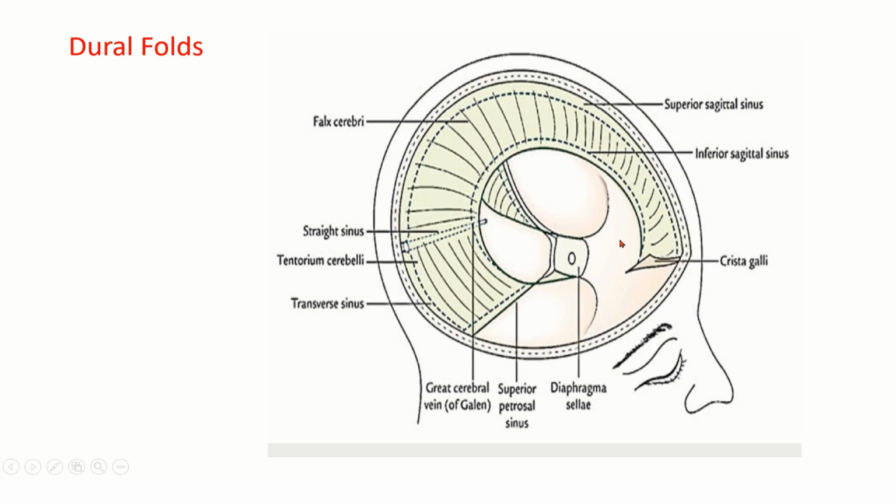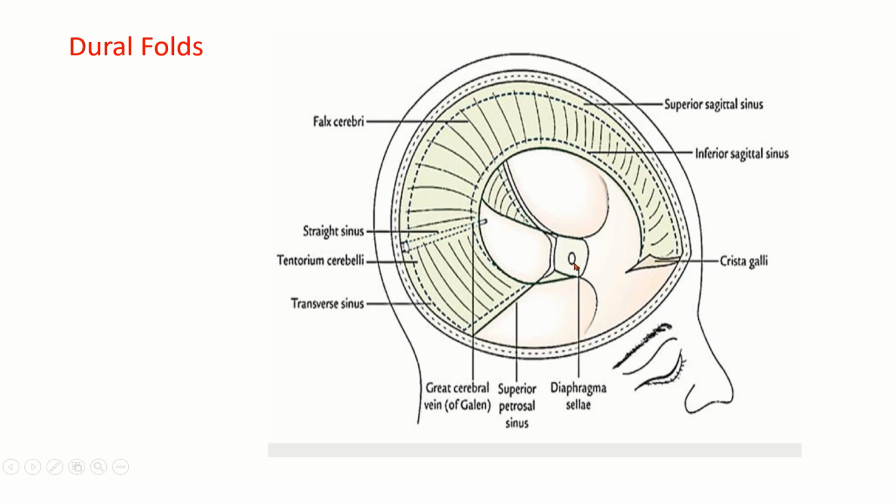You can see this will be the anterior cranial fossa, this will be the middle cranial fossa, and this will be the posterior cranial fossa. The posterior cranial fossa is roofed by the tentorium cerebelli, a tent-like dural fold. This tent-like dural fold has a free margin and also an attached margin. The free margin, otherwise called the tentorial notch, allows the passage of the brainstem.